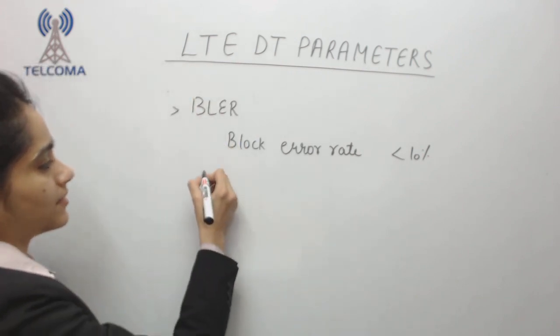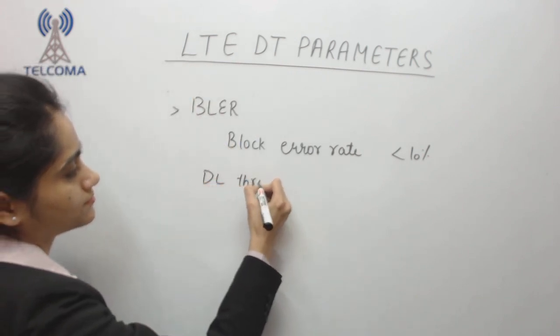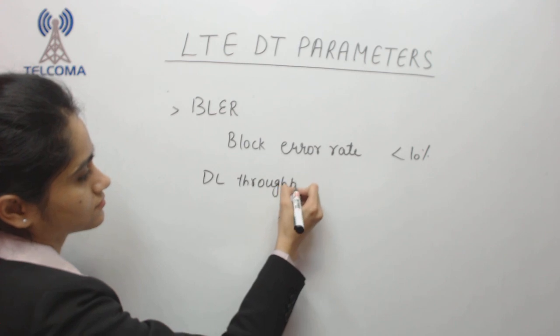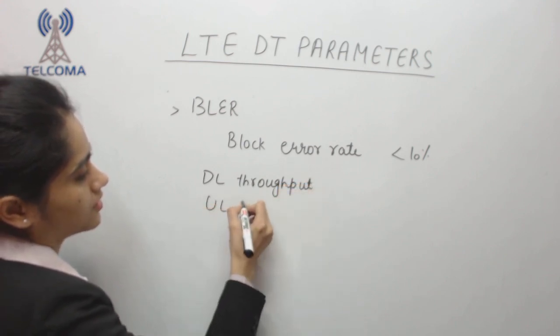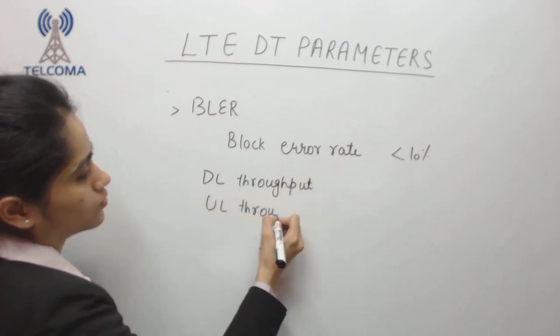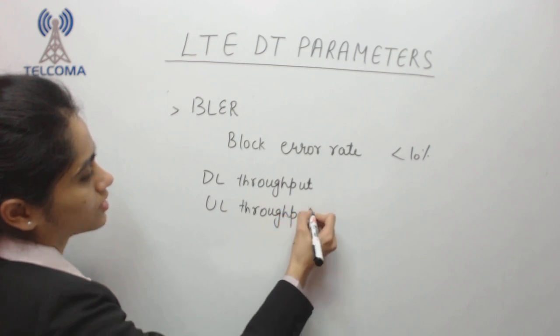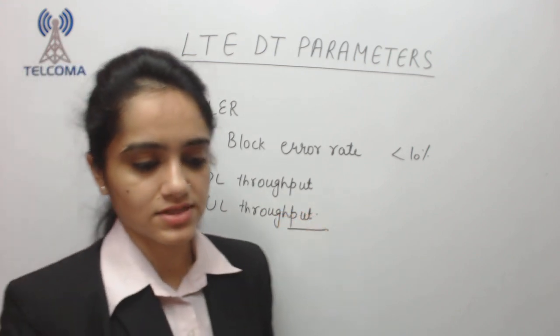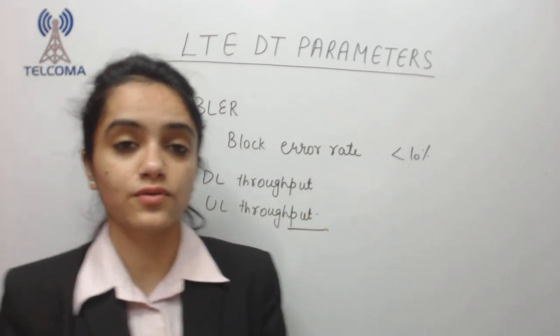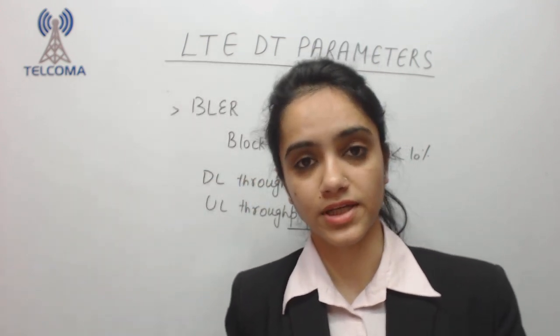Other than this, we have a parameter for downlink throughput, and we have uplink throughput. So these are the LTE drive test parameters which we need to record whenever we are performing drive test.